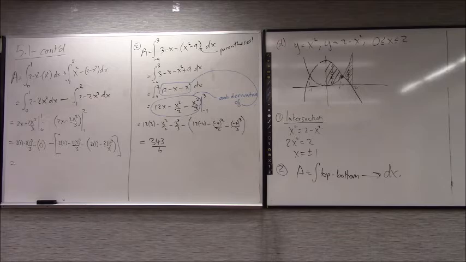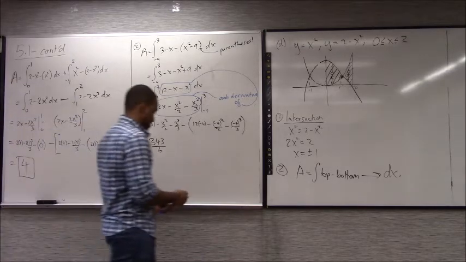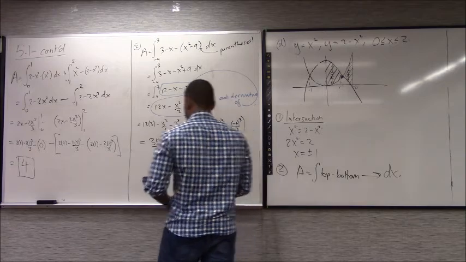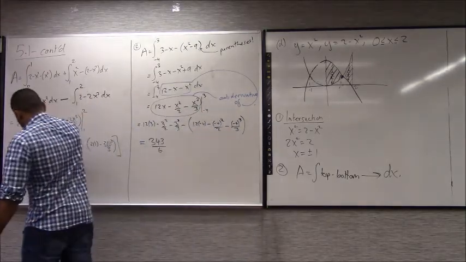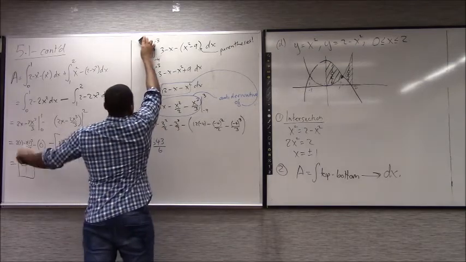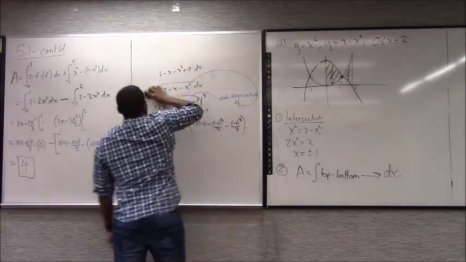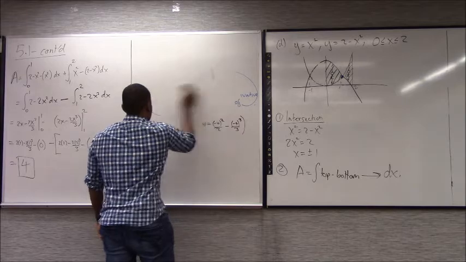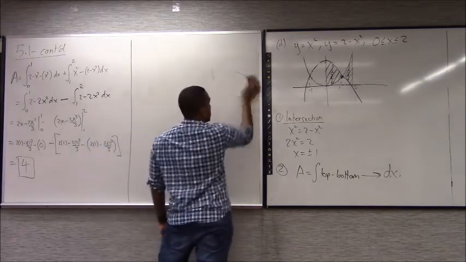And I think that'll simplify to 4. You can double check me on that, but when I scribbled it, it simplified to 4.